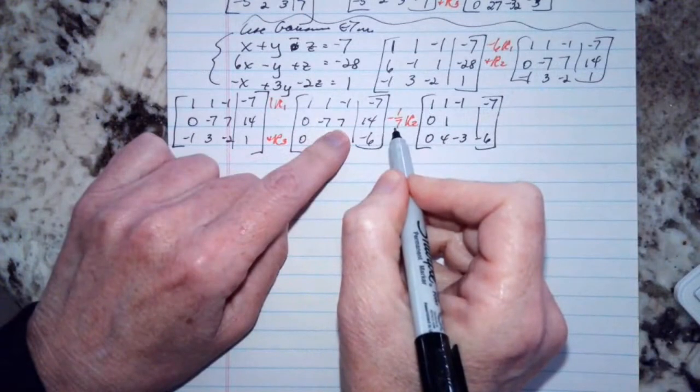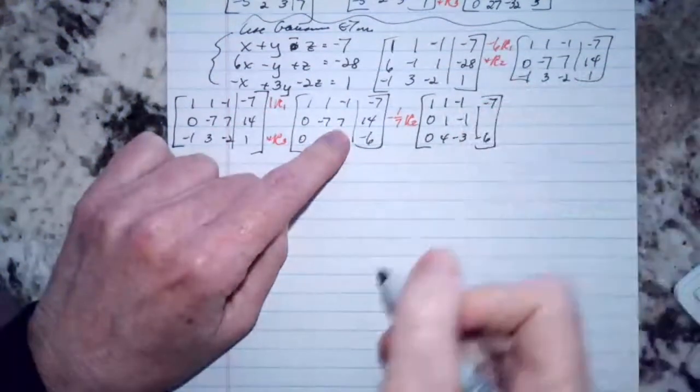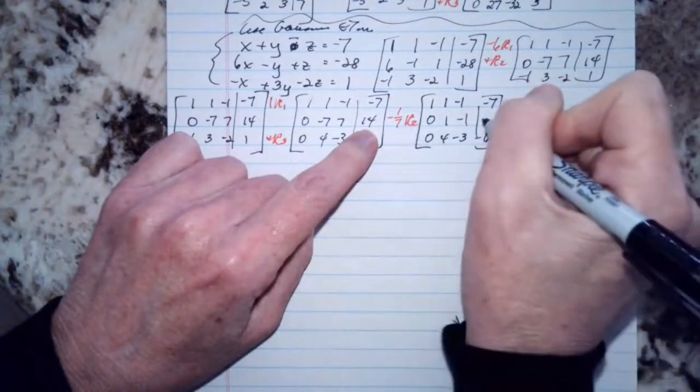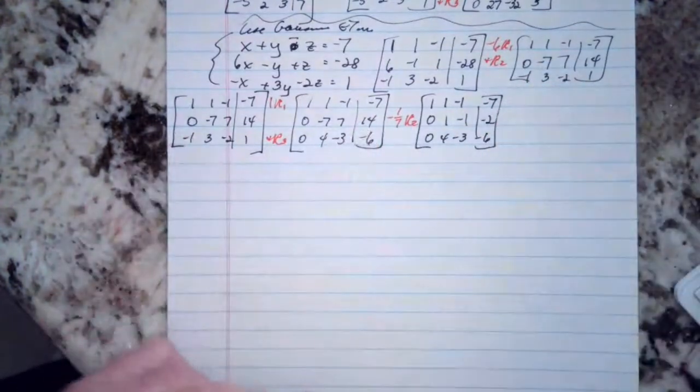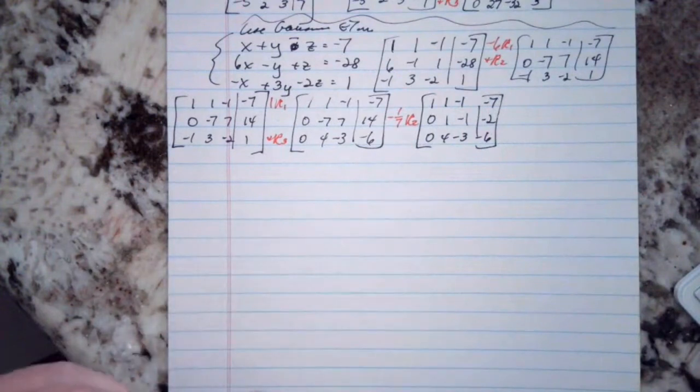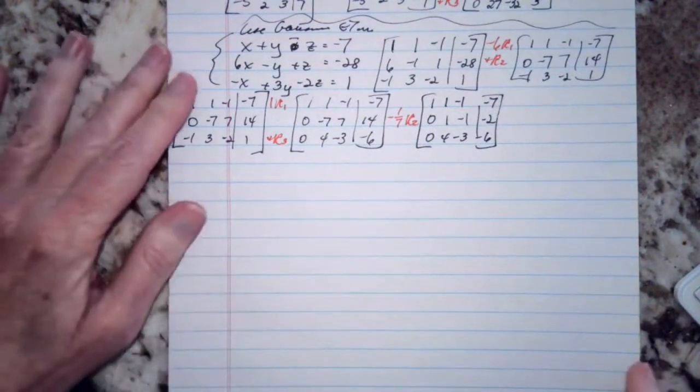-1/7 times a +7 is a -1. And -1/7 times a +14 is a -2. Use your calculators and the ABC key on that if you need to. No shame in that.